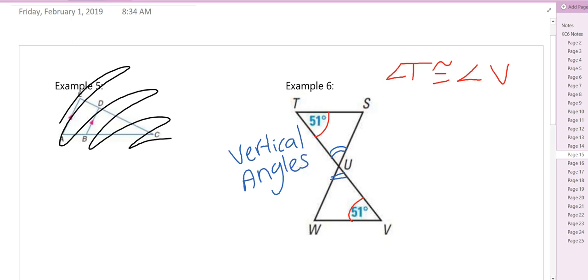All right, so I'm going to go ahead and label those sides. So I'm going to say angle SUT is going to be congruent to what angle? So that would be angle WUV. And I forgot my angle sign.